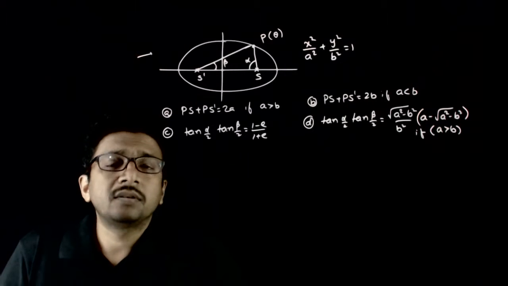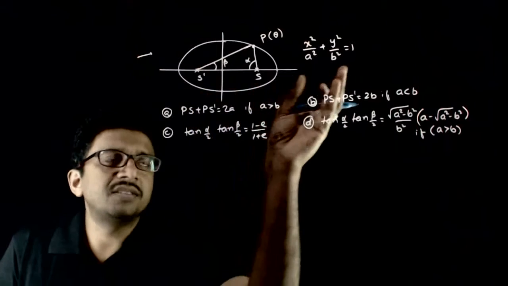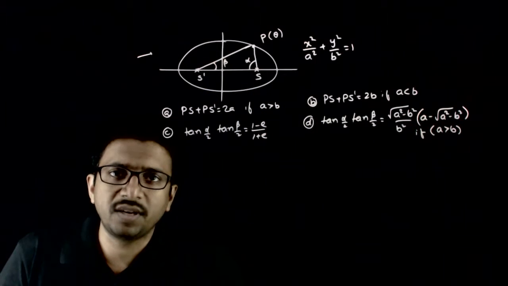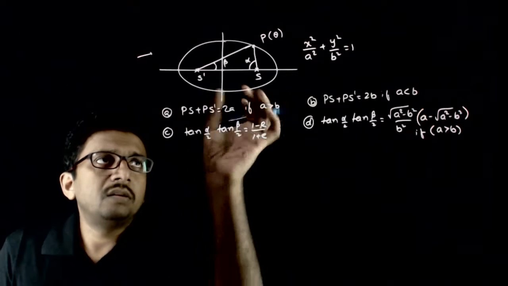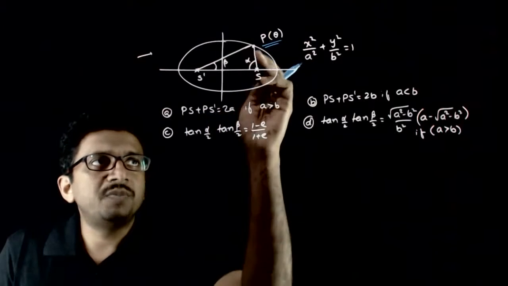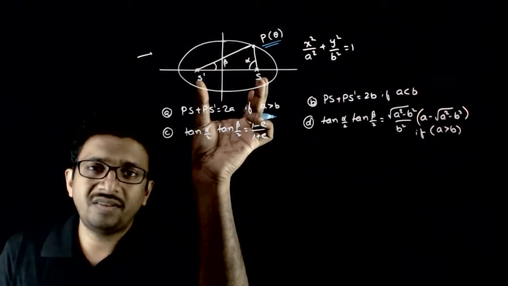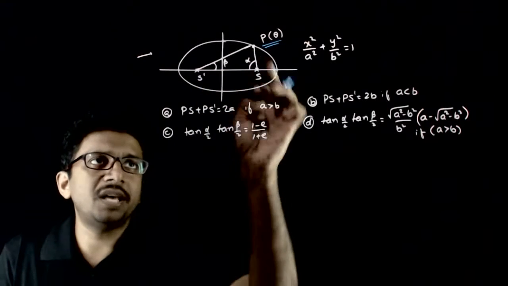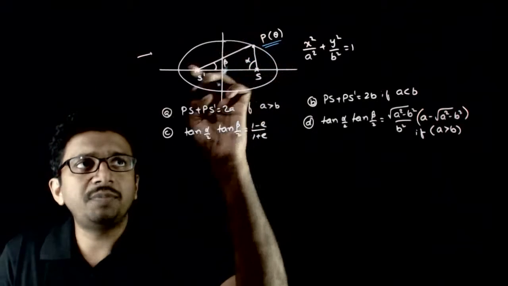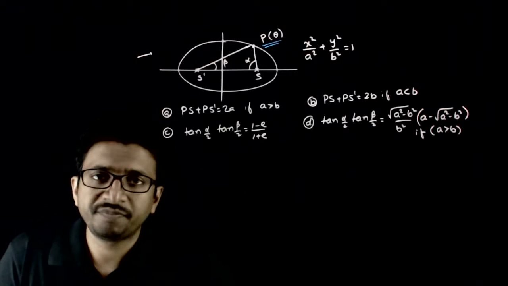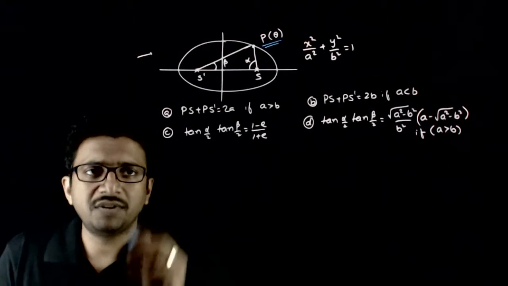So welcome students. In this question, given that you have an ellipse x square by a square plus y square by b square is equal to 1, and you have some point P which makes angles alpha and beta with the line segment joining the foci, that is S and S dash. Angle PSS dash is equal to alpha, angle PS dash S is equal to beta. Now you're given 4 options, and you're asked to check which of these is correct.